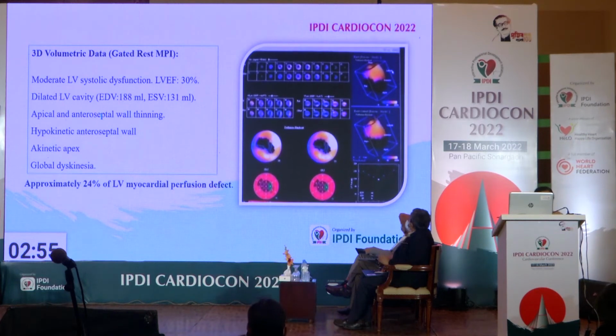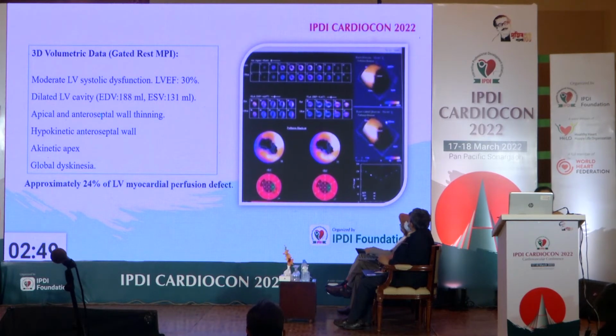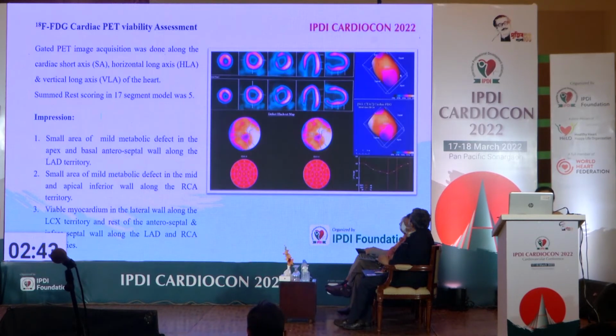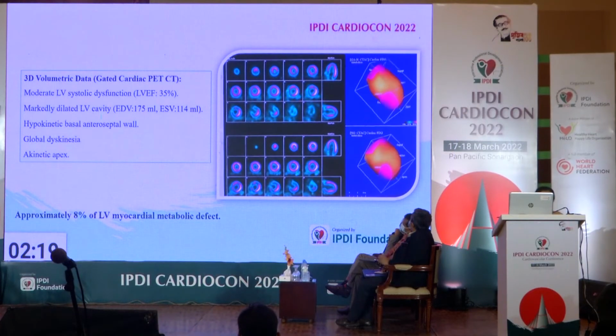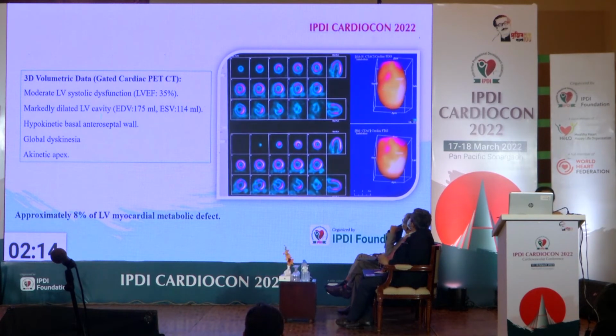And now this is the 3D volumetric data showing dilated LV cavity, moderate LV systolic dysfunction about 32%, and regional wall motion abnormality showing almost akinetic apex and hypokinetic anteroseptal wall. And this is the similar FDG cardiac PET imaging showing mild metabolic defect at the apex and basal anteroseptal wall along the LAD territory, mild perfusion defect in the basal inferoseptal wall along the RCA territory, and normal metabolic activity at the lateral wall. This is the similar 3D volumetric data of my patient showing moderate LV systolic dysfunction about 35%, markedly dilated LV cavity as well as hypokinetic apex and anteroseptal wall.